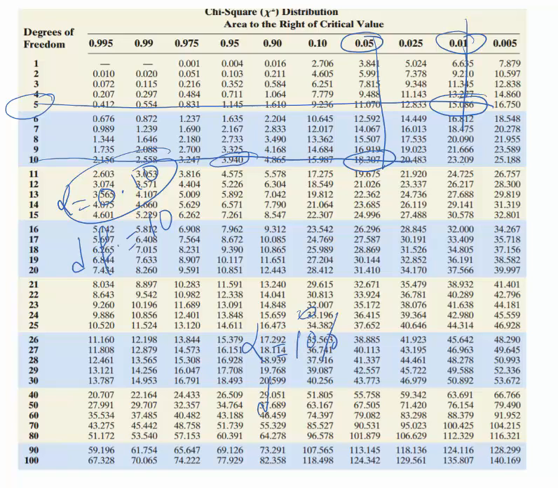Last example, let's say you're doing a goodness of fit test and alpha is 10% and degrees of freedom is 7. Again, degrees of freedom is number of categories minus 1, so let's say it's 7. How do you find the critical value? You just go to 10% right here and then go down to 7, which, as you can see, is 12.017. This is how you find the critical values using the chi-square distribution table.